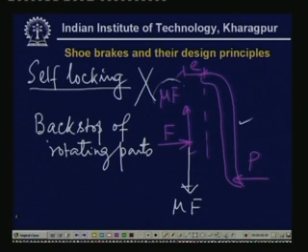So, this advantage is used in the backstop of rotating parts, where we want to stop the rotation of any member in the opposite direction. We have a self locking brake in the member. Whenever it tries to rotate in the opposite direction, the self locking device will set on or act, and it stops the moving part automatically.